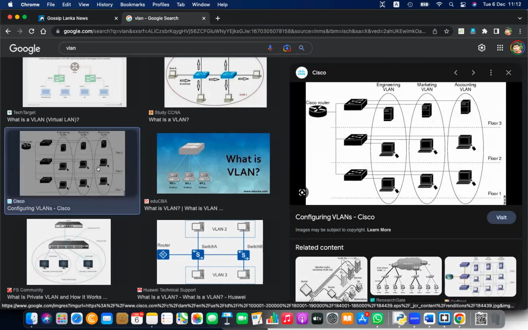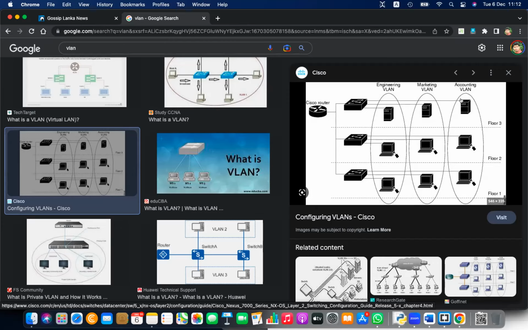And here you can see another thing. So here this is the engineering department. This is the marketing department. This is the accounting department. You can see the example, as I said, floor 1, floor 2, floor 3, that is connected to one switch. But even though these are on 3 switches, for the accounting computers you have to put an IP of this, an IP of this, an IP of this, to align them into a single network.